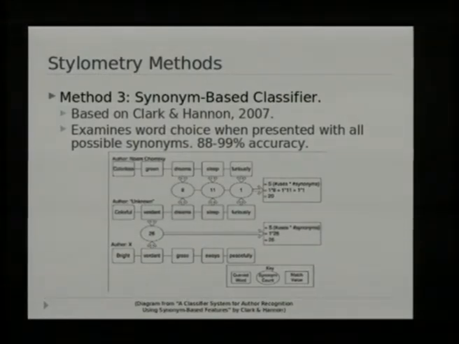So in this scenario, the system would actually correctly identify the unknown author as being author X based on this unique word choice. So the idea of this scenario is to find the unique words that the author used and make a determination of the author through that. And we had anywhere from 88 to 99% accuracy, depending on how many authors we had in the system.